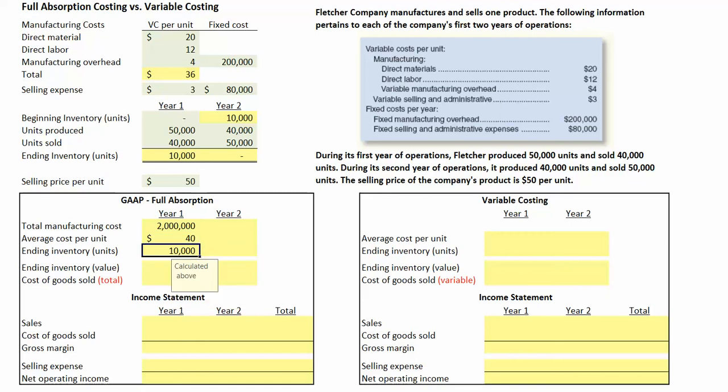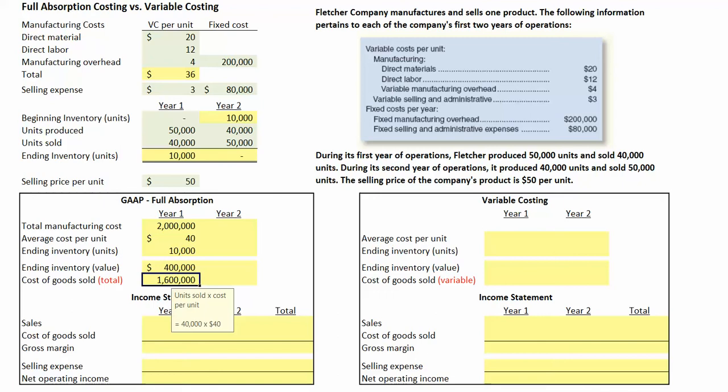Since our ending inventory consisted of 10,000 units, the value of that ending inventory will be $400,000. That's 10,000 units times $40 per unit. And our total cost of goods sold will be $1,600,000. That's the 40,000 units we sell times our $40 average cost per unit.